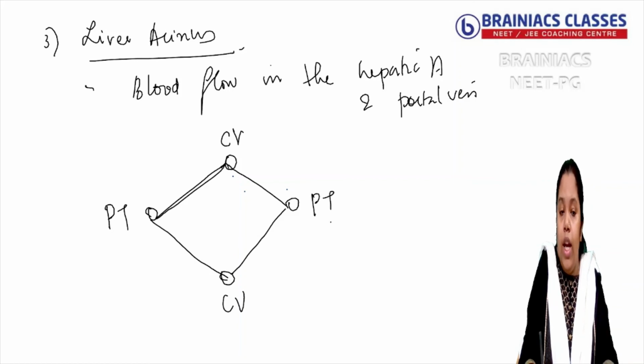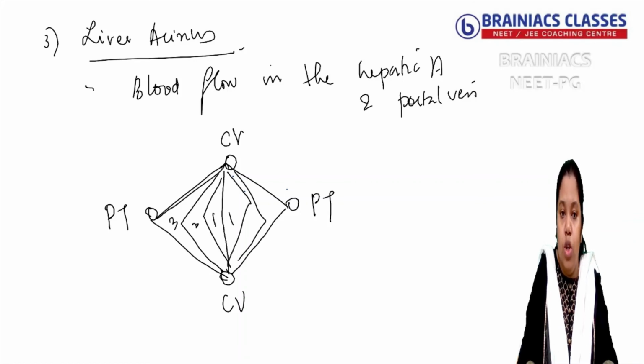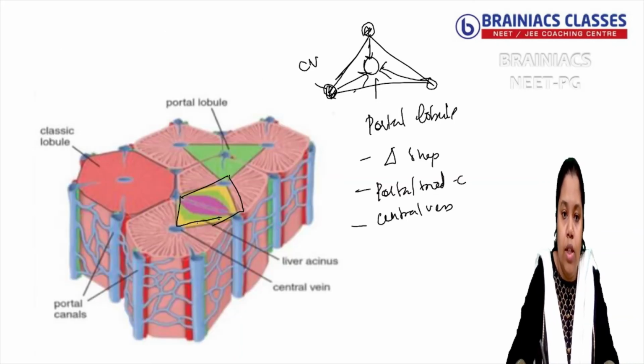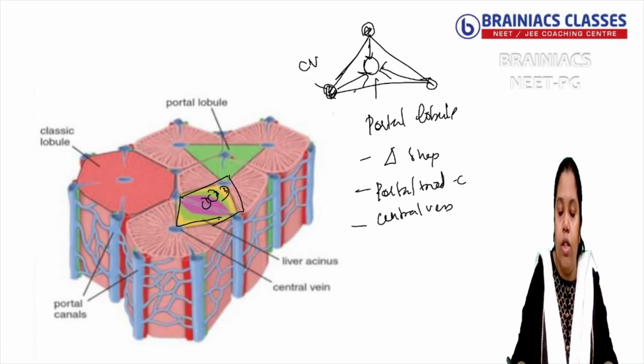Okay, right? And this area, this liver acinus, is divided into 3 different zones: zone 1, zone 2 and zone 3. Understand? 1, 2 and 3. Let me show you. Can you see here? This purple area is zone 1, the green area is zone 2 and the yellow area is zone 3.